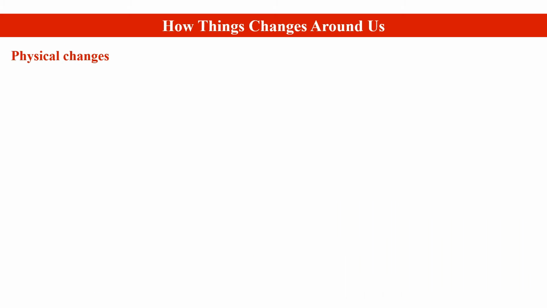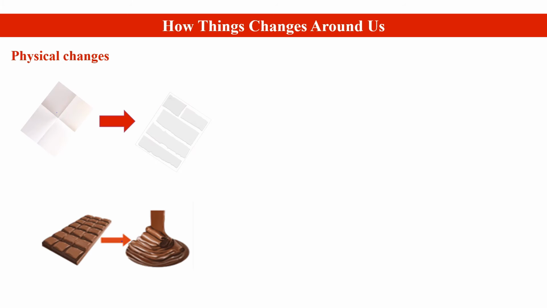Now the third classification of changes, that is physical and chemical changes. Physical changes are the changes in which the molecules present are all the same. Observe these images. The molecules present in the paper and the pieces of paper are both the same. In the same way, if you take a chocolate bar and melt it, the molecules present in them are the same, but their shape and texture are different.